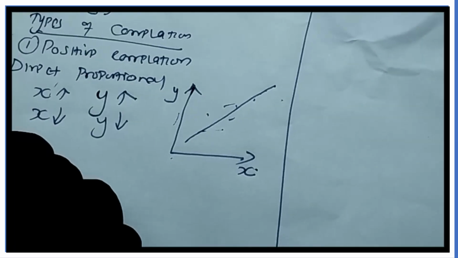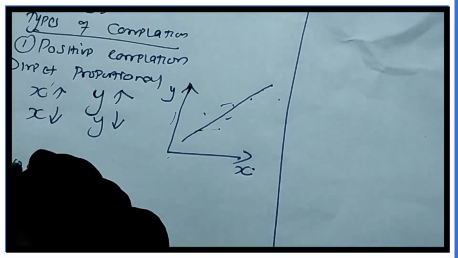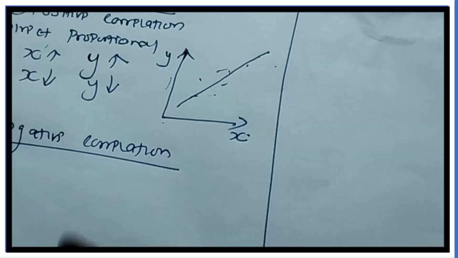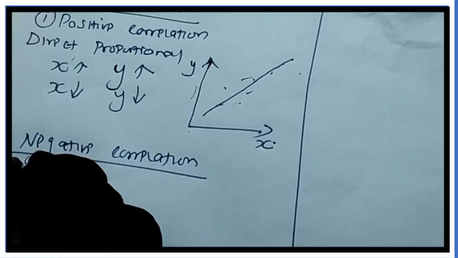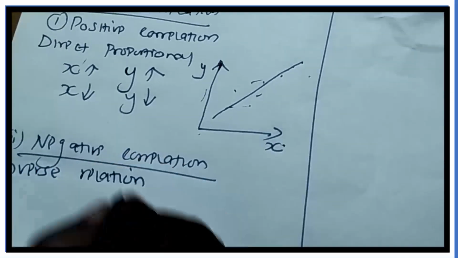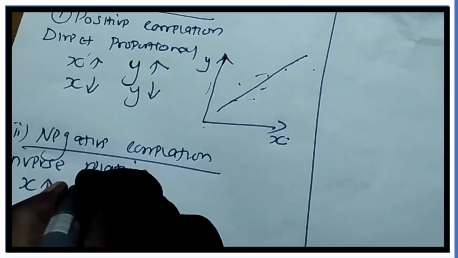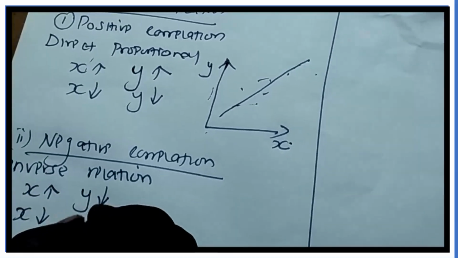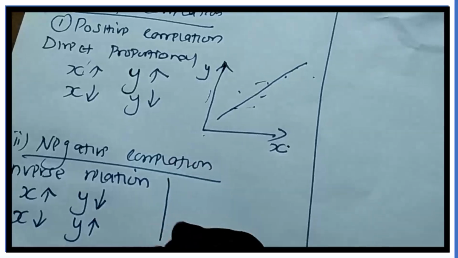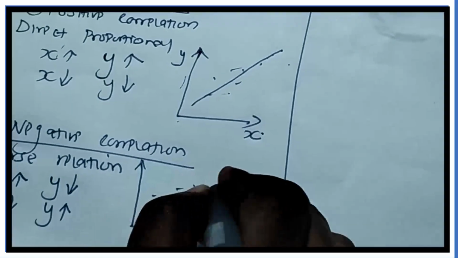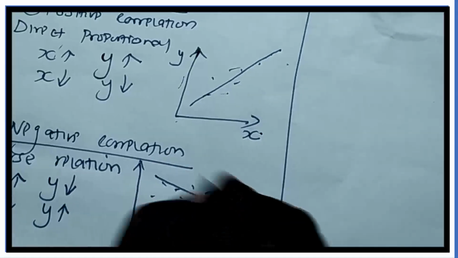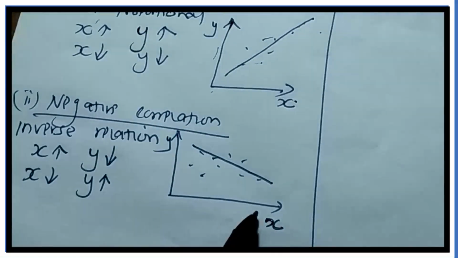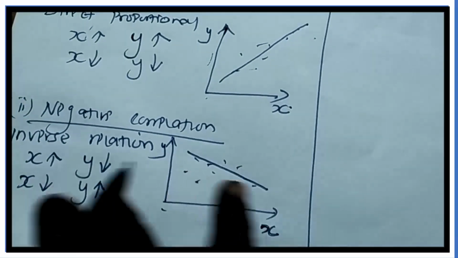We have negative correlation. In negative correlation, we have an inverse relation. What does this mean? It means that as x increases, y is decreasing. And vice versa, if x is decreasing, the value of y will be increasing. So if you have to represent this in a graph with scattered points, you may draw a line of best fit. You find that as x increases, the value of y is decreasing. So that's what we call negative correlation.